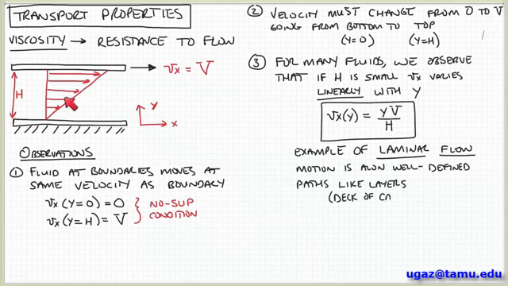If you slide a deck of cards, each card moves forward at a velocity that maybe looks like this, right? The top card will move with the velocity of your hand, and the bottom card will be stable. So this is what we call laminar flow.